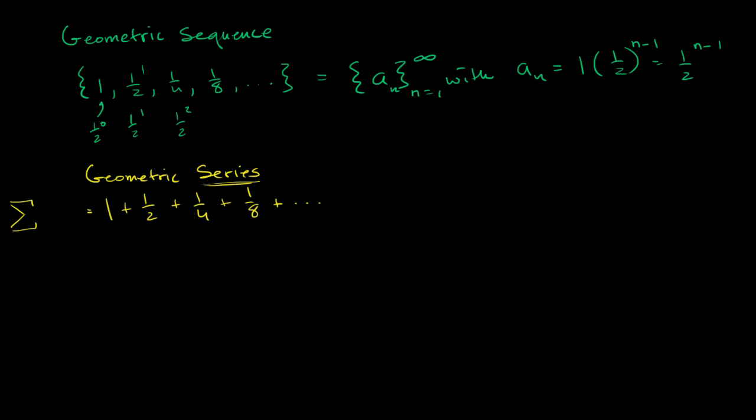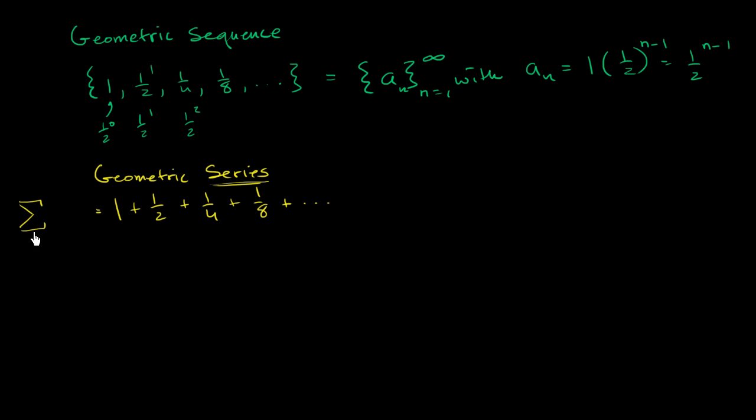Let me make sure I'm not falling off the page. Let me scroll over to the left of it. The sum from n equals 1 to infinity of a sub n. And a sub n is just 1/2 to the n minus 1 power. So you just say, okay, when n equals 1, it's 1/2 to the 0, which is 1. Then I'm going to sum that to when n equals 2, which is 1/2. When n equals 3, it's 1/4. On and on and on and on.